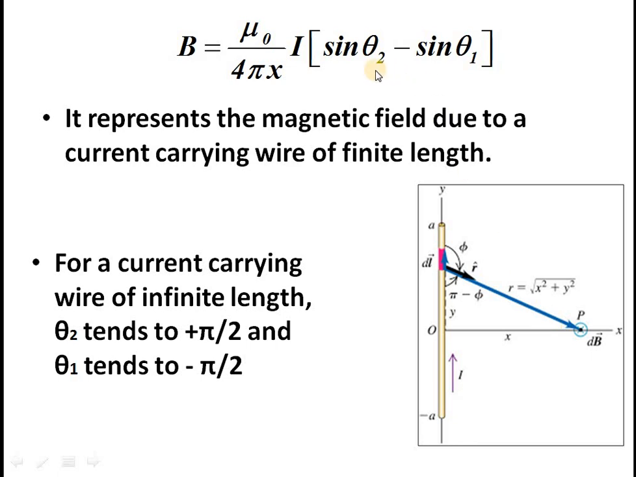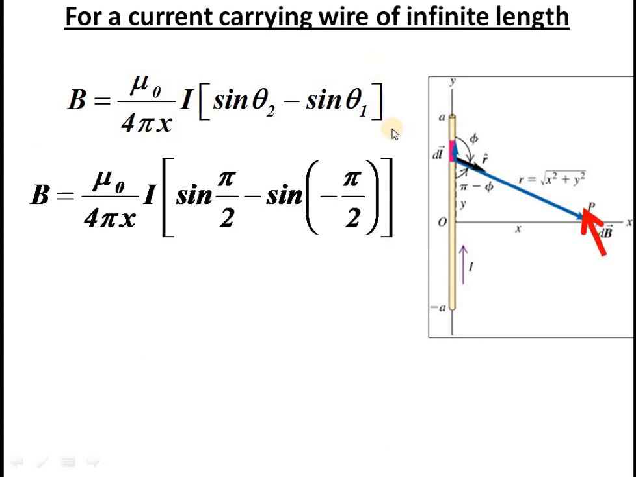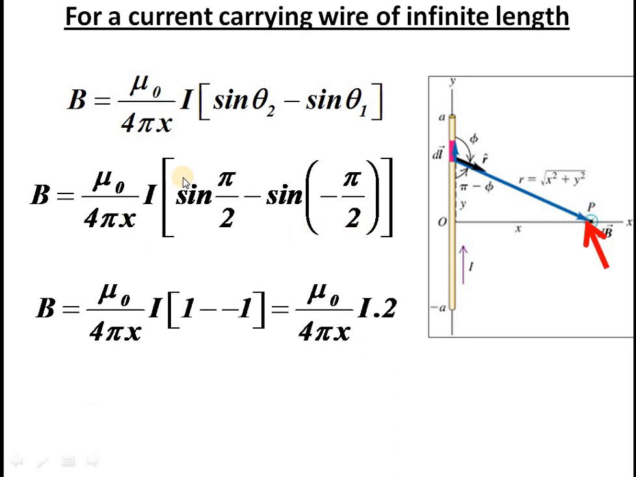If you apply these new limits, you have sin pi by 2 minus sin of minus pi by 2. Sin pi by 2 is 1 and sin minus pi by 2 is minus 1, so obviously these get added up. Finally you will have the equation B equals mu 0 I by 2 pi x. We got a very compact, simple, beautiful equation for finding the magnetic field of an infinitely long wire.